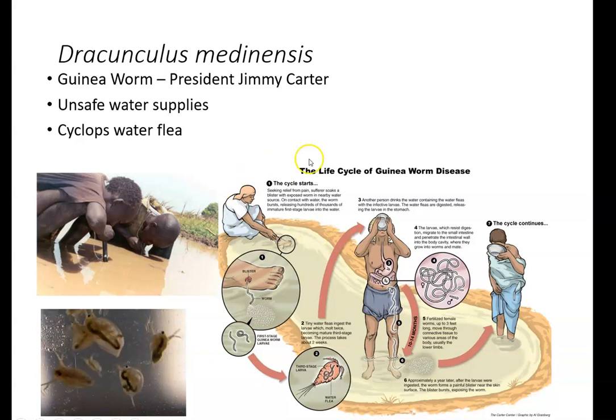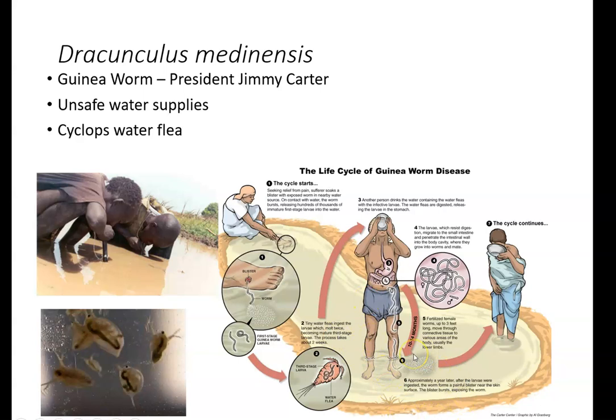And way back when, Jimmy Carter, when he was president, decided that this was unacceptable. He found out what the life cycle of the guinea worm was, and he found out that typically the problem is that they're drinking contaminated water. Because they have unsafe water supplies, they were drinking the water fleas, and then the water fleas go through the body and become little worms, and they have an issue.